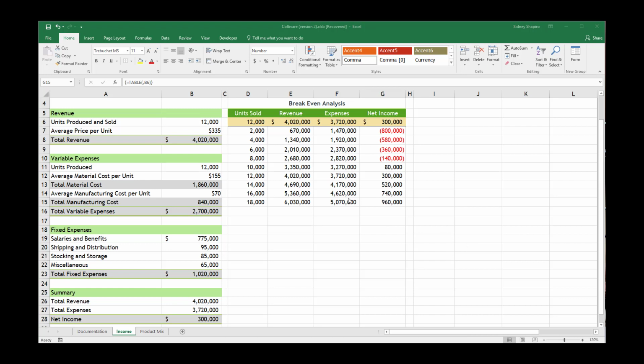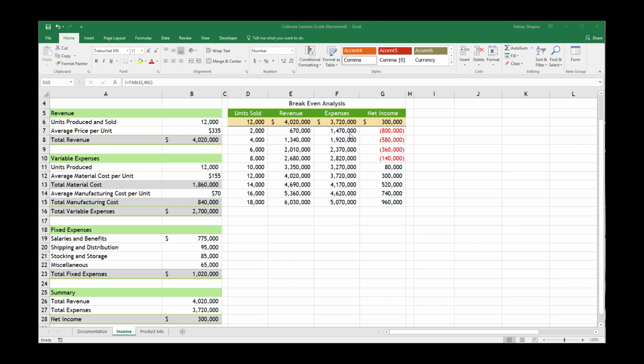Okay, so let's take a look at what's happening in the table. First, we said if we produce 12,000 units, we're going to have a revenue of just over 4 million, expenses of 3.7 million, and that's going to give us a net income of 300,000. We found our break-even point, and now we're exploring scenarios between producing 2,000 and 18,000 lawnmowers. Let's take a look at what the numbers are. So at 2,000, our revenue would be 670,000. Our expenses would be 1.4 million. That means we would lose 800,000.